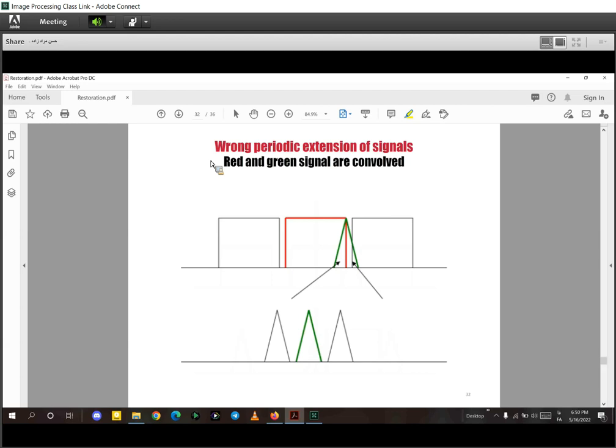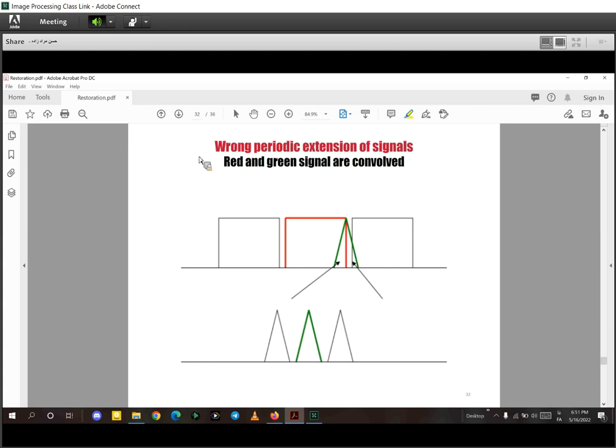Here, if you choose, for example, M or N lower than that, at least, we said, for example, M should be larger than or equal to, for example, N plus L minus 1.